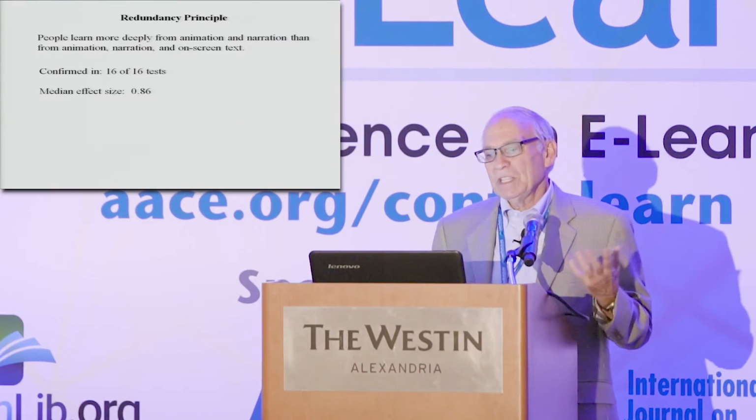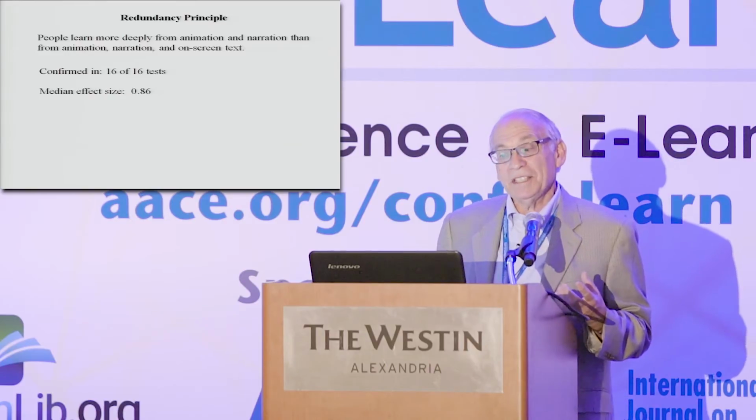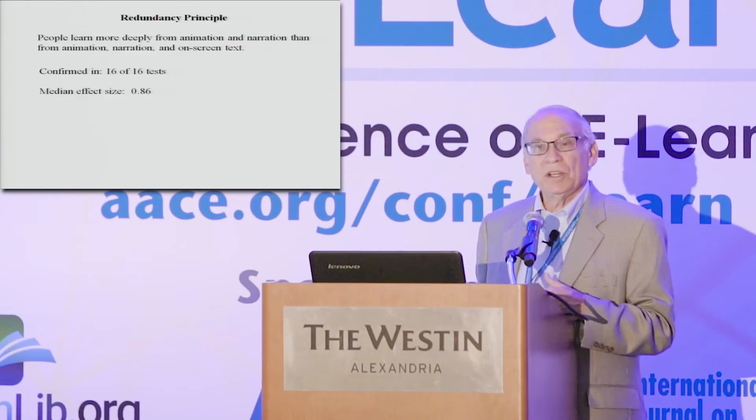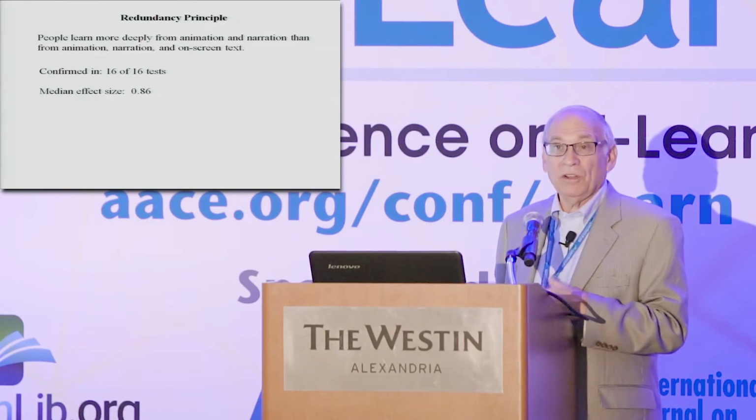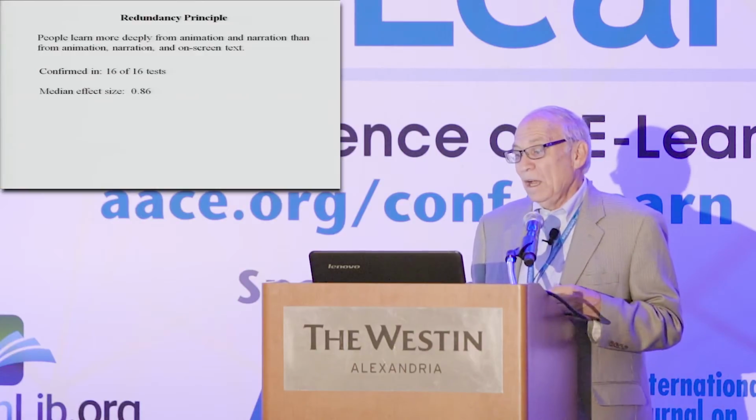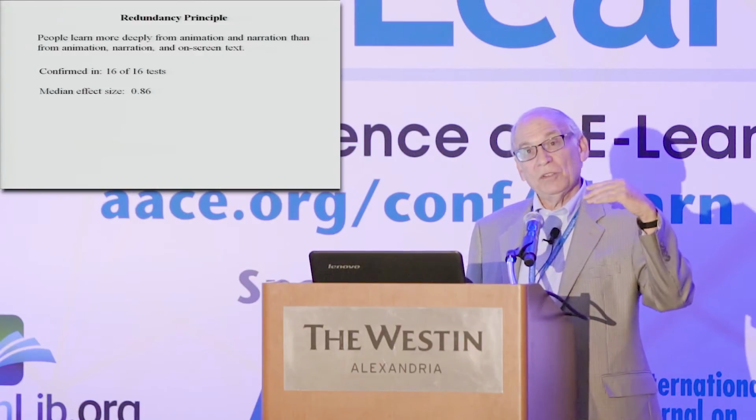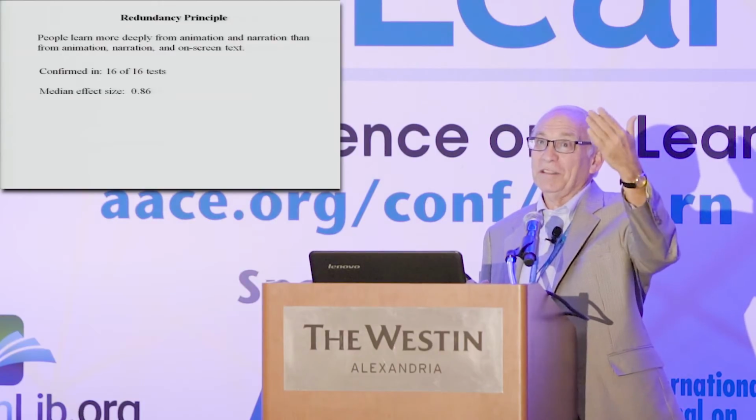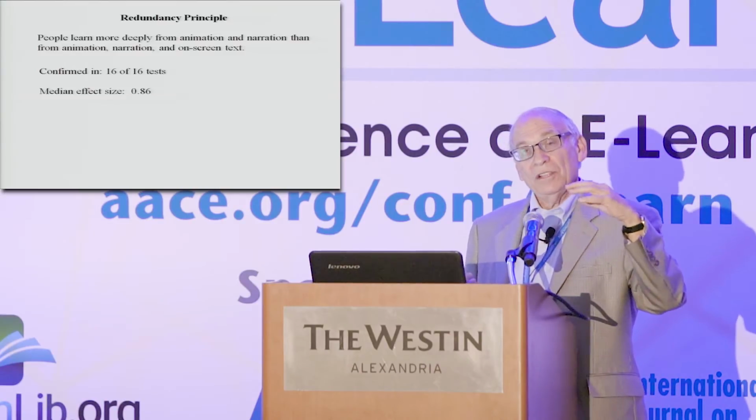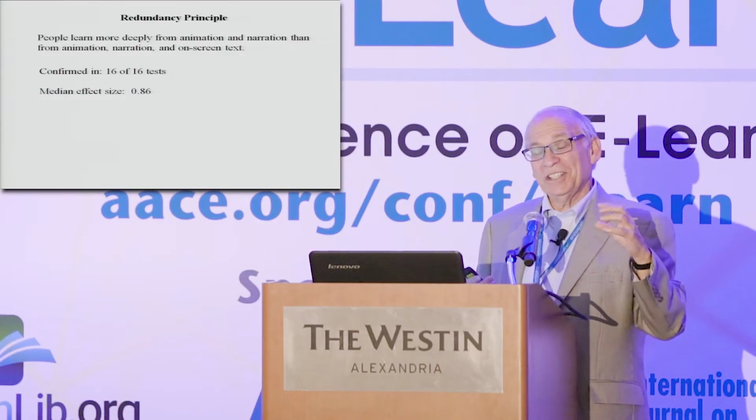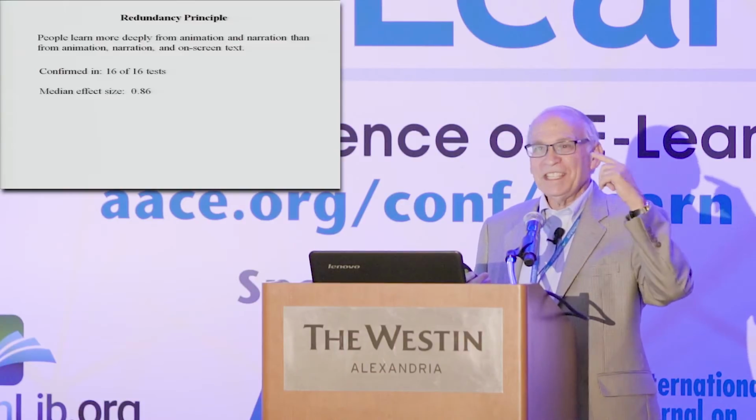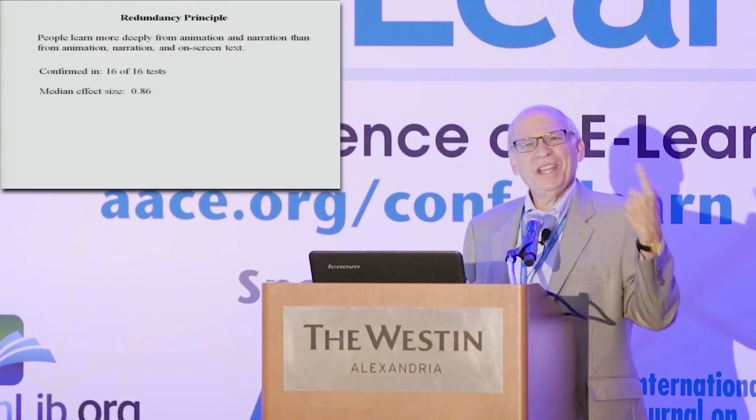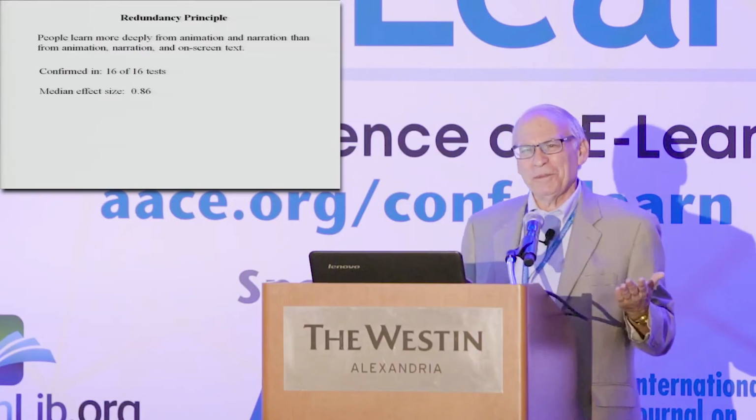So in 16 out of 16 experimental tests that have been done, people learn more deeply from animation and narration than from animation, narration, and on-screen text, with a large median effect size of 0.8 again. So the idea is that when you have to look at the text on the screen, you can't be looking at the animation. And when you're looking at the animation, you can't be looking at the text. So you're splitting your visual attention there. Also, when you're listening and reading at the same time, you might be trying to reconcile those two verbal streams, which is really creating extraneous processing. That's not really helping you learn.